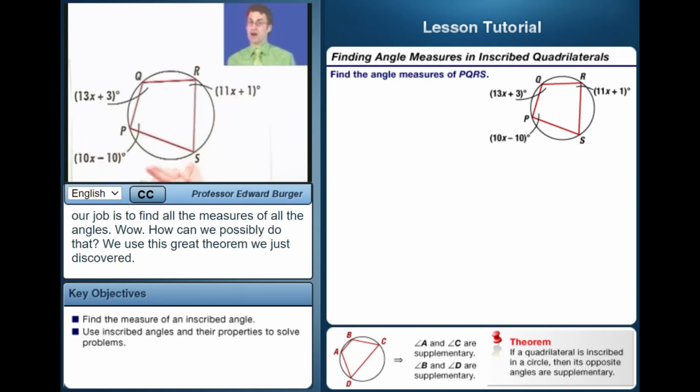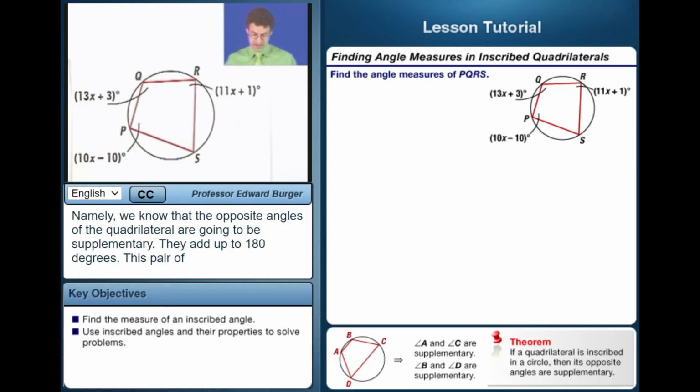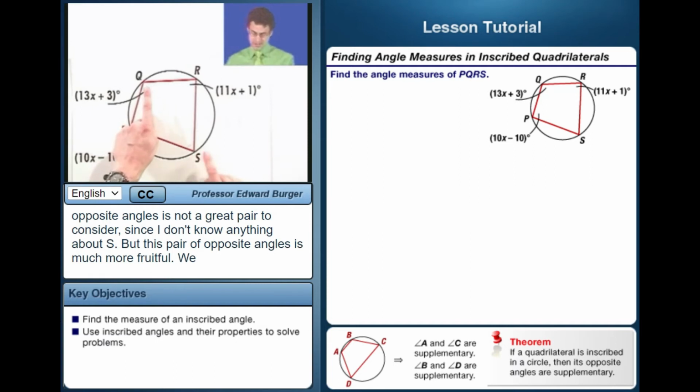And you know what our job is? Our job is to actually find all the measures of all the angles. Wow. How can we possibly do that? Well, we use this great theorem we just discovered. Namely, we know that opposite angles of the quadrilateral are going to be supplementary. They add to 180 degrees. Well, this pair of opposite angles, not a great pair to consider since I don't know anything about s. But this pair of opposite angles, much more fruitful.